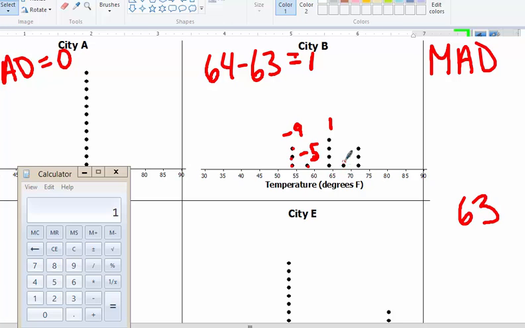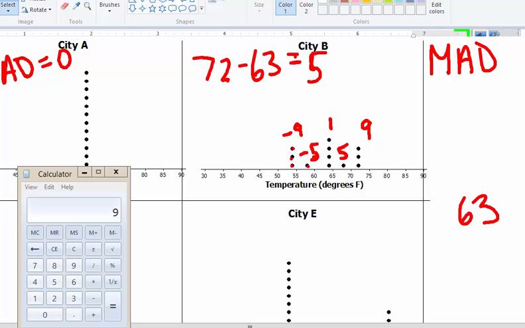Then I have, this looks like about 68, so I'm going to put that 68 in. 68 minus 63, that's a 5, and it's a positive. And here I have 1, 2, 3, 4, that looks like a 72. So I'm putting that number in, 72 minus 63. And I'm using that calculator to check. 72 minus 63 equals 9.